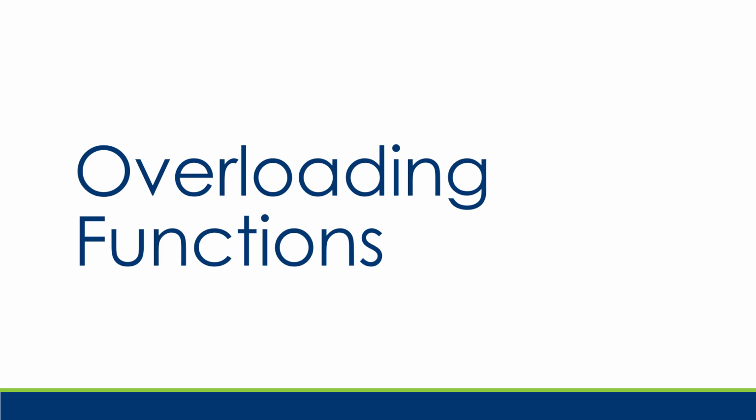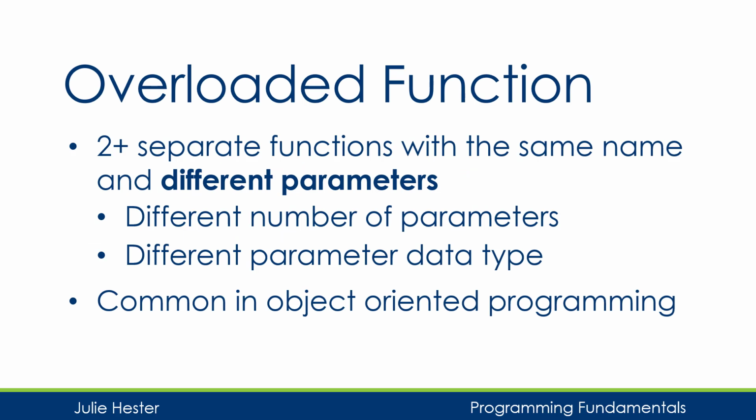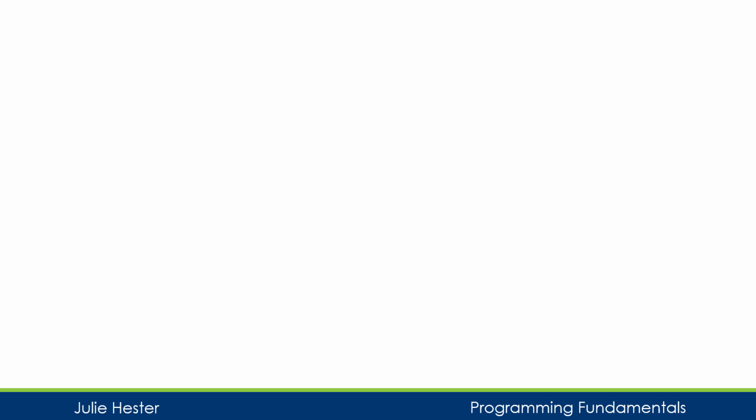The other thing I want to talk about is overloading functions. An overloaded function is really 2 or more functions that happen to have the same name. But they will have a different parameter list. That different parameter list can be different either by having a different number of parameters or one or more parameters can have a different data type. We see a lot of overloaded functions in object-oriented programming. So what does this look like?